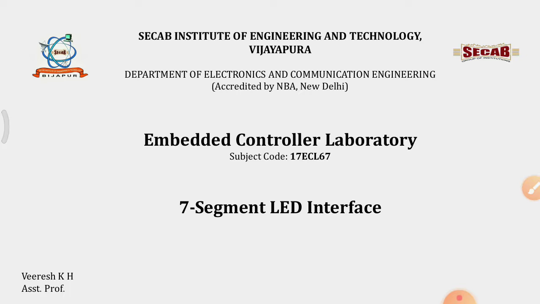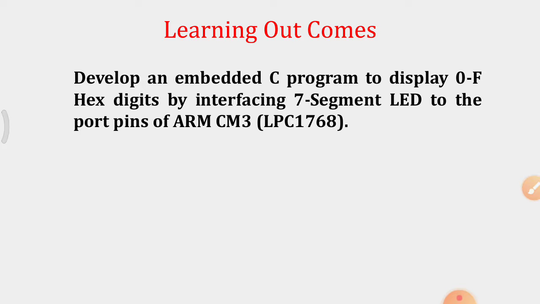Today we'll see how a 7-segment LED can be interfaced with our ARM Cortex M3. After going through this session, the students will be able to develop an embedded C program to display 0 to F hex digits by interfacing a 7-segment LED to the port pins of ARM Cortex M3, that is our LPC1768.